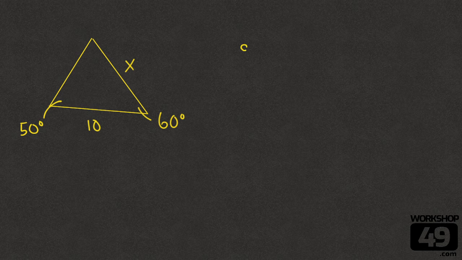So we know it's going to be a over sine A is equal to little b over the sine of angle B. And then we're all set to start this, except we realize, uh-oh, we don't know a side and its opposite angle. We can see that this x matches the 50, but this 60 doesn't match any side over here. And this 10 doesn't match any angle over here.